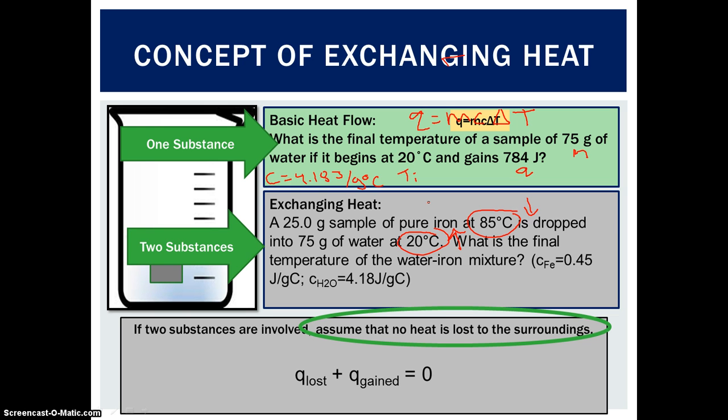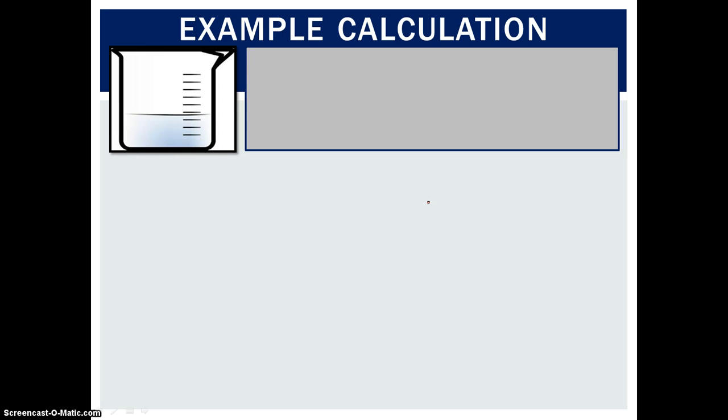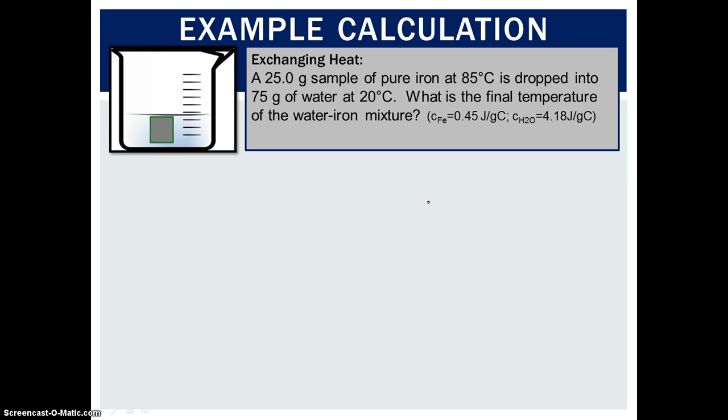It's best performed in some sort of insulated environment to ensure that this quality is true, that no heat is lost to the surroundings. So let's do an example calculation. Same one from the other side. We now have a 25 gram sample of pure iron starting at 85 degrees, and it's dropped into a 75 gram sample of water that's initially at 20 degrees, and you want to know the final temperature of that water iron mixture.